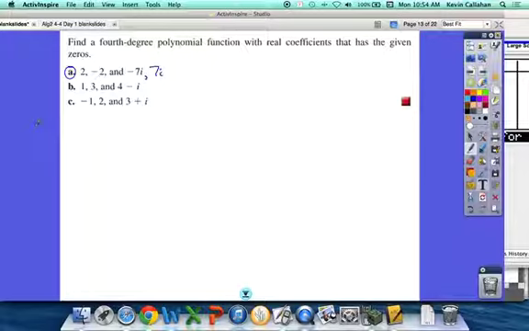How do we turn those 4 zeros into linear factors so that we can find our polynomial? x minus, right? You just take the 0 and make it x minus the 0. So x minus 2, x minus -2 is x plus 2, right? x minus negative 7i is x plus 7i, and x minus 7i.